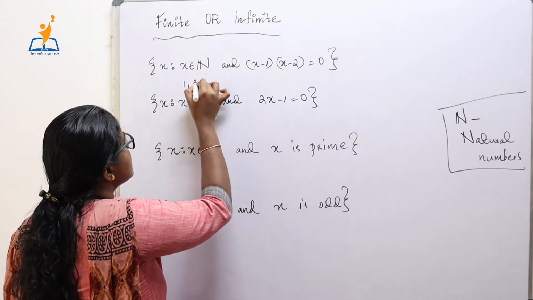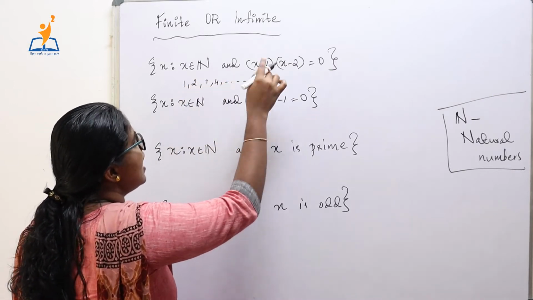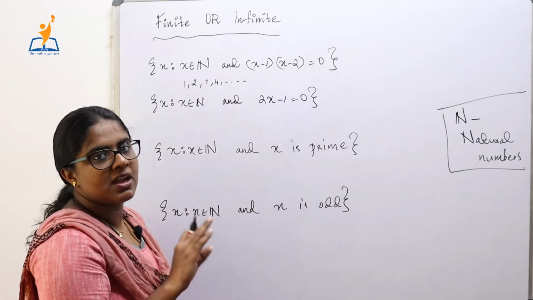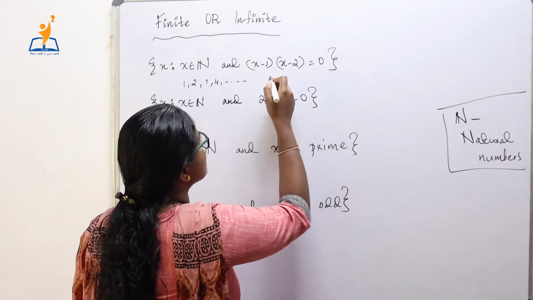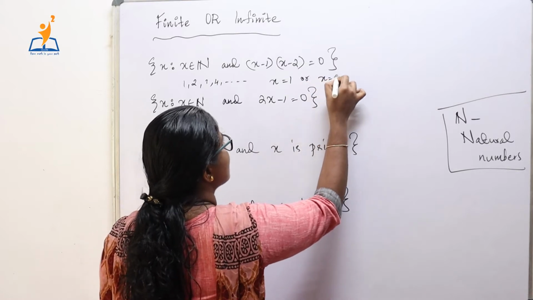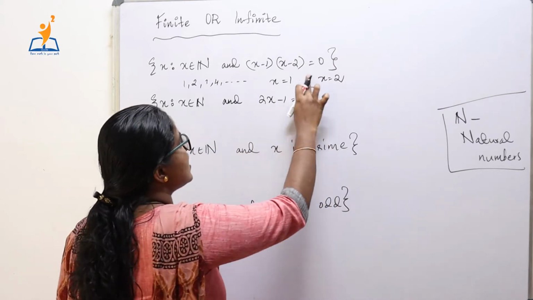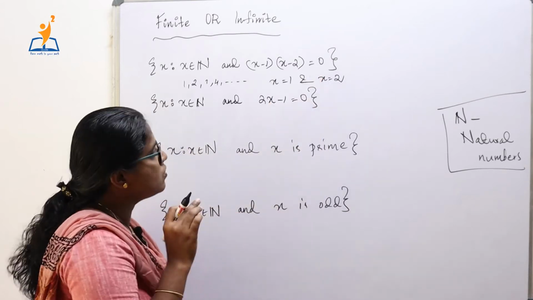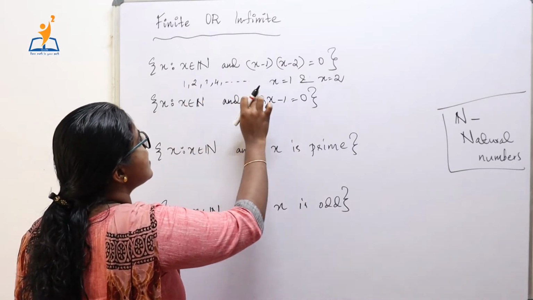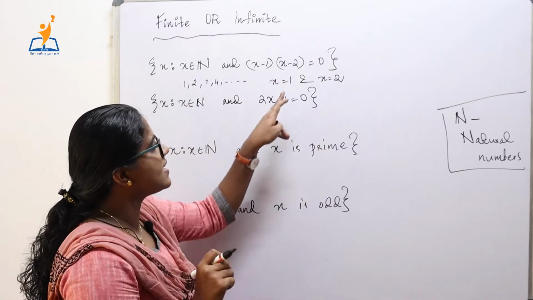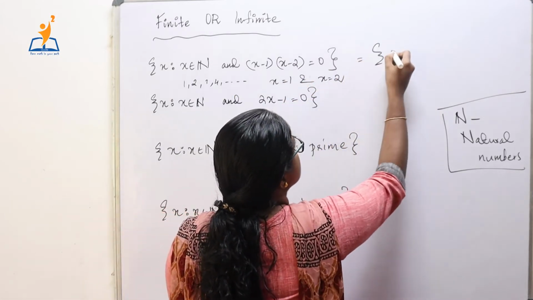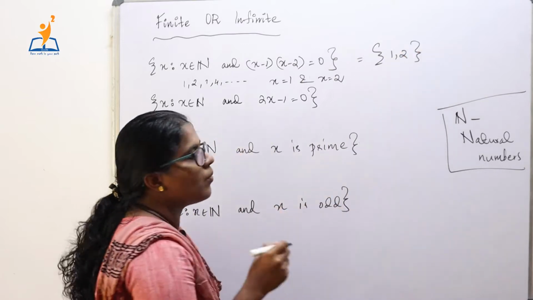We know that the natural numbers are 1, 2, 3, 4, etc. And it should also satisfy one more condition, that is (x minus 1)(x minus 2) equals 0. We know that the solution of this equation is x is equal to 1 and x is equal to 2. So, the set with the natural numbers satisfying these conditions is only 1 and 2. This is the roster form of the set, that is the set {1, 2}.